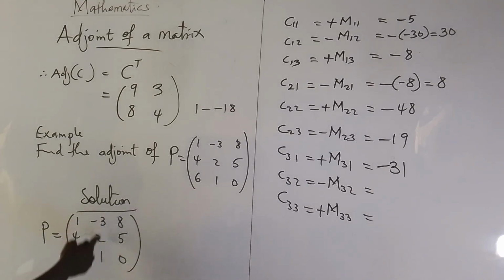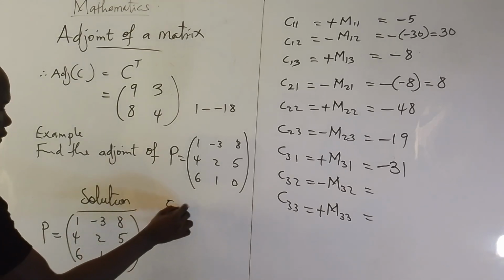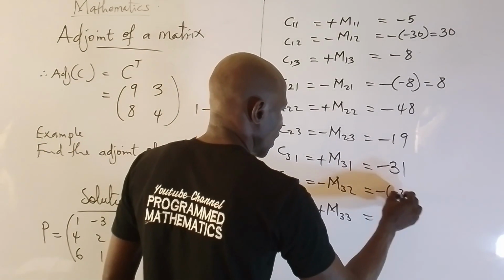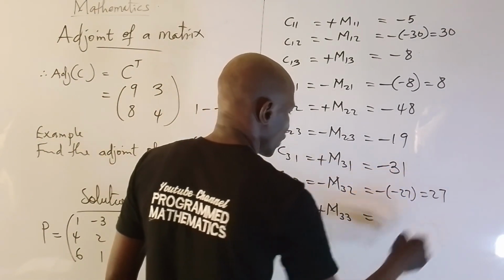And then M32, third row, second column. 1, 8, 4, 5. So 1 times 5, that's 5. Minus 4 times 8 is 32. 5 minus 32 is minus 27. So this is minus bracket minus 27, which is 27.